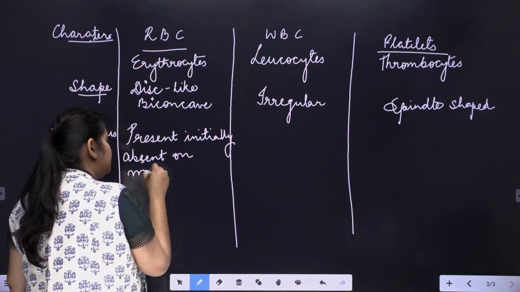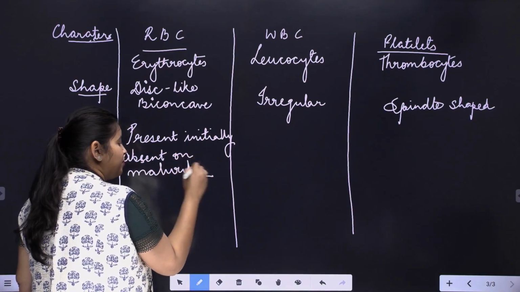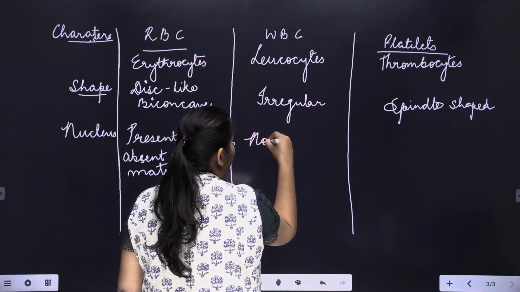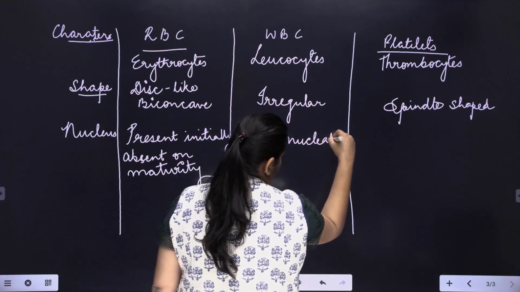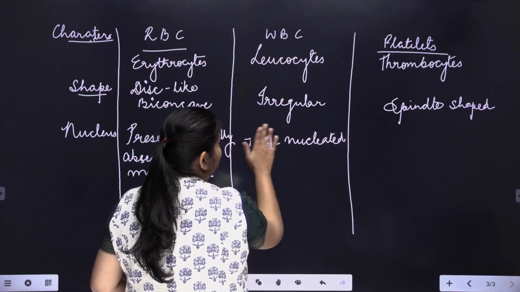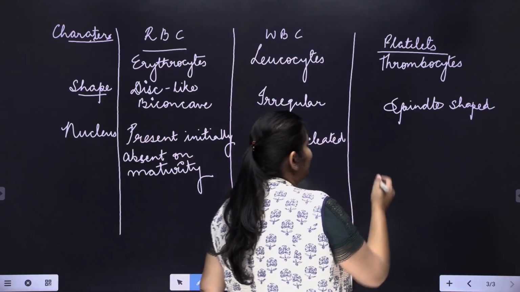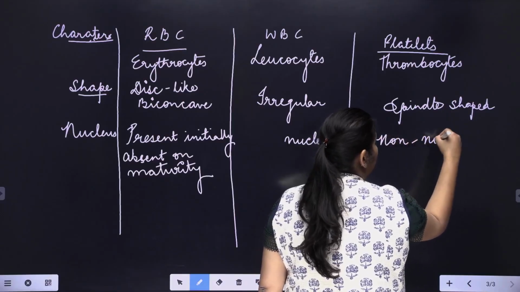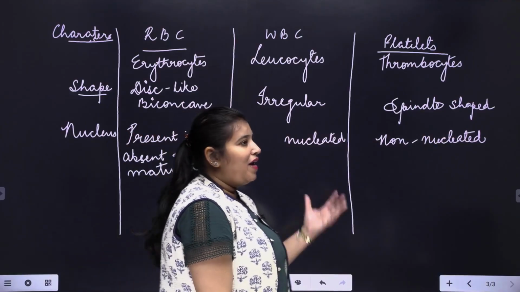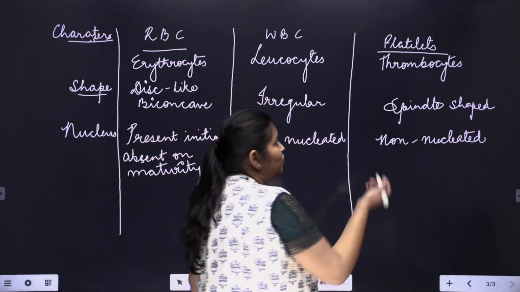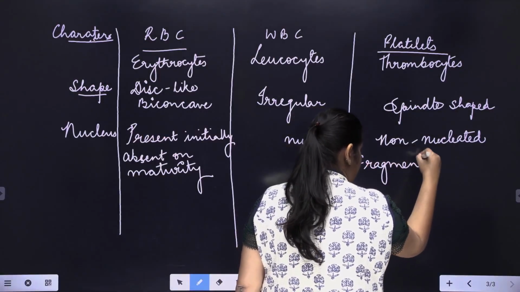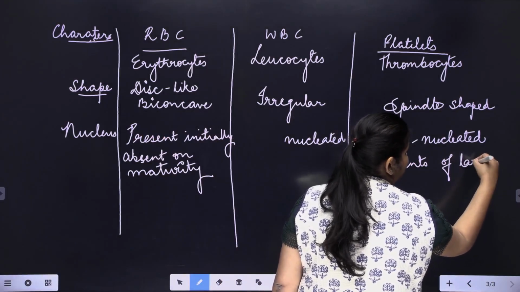On maturity. All right. What about the WBC? WBC are non-nucleated. And what about platelets? Sorry, WBC are nucleated. And what about the platelets? Platelets are non-nucleated as they are created by fragmentation of large cells. So, basically platelets are fragments of large cells.